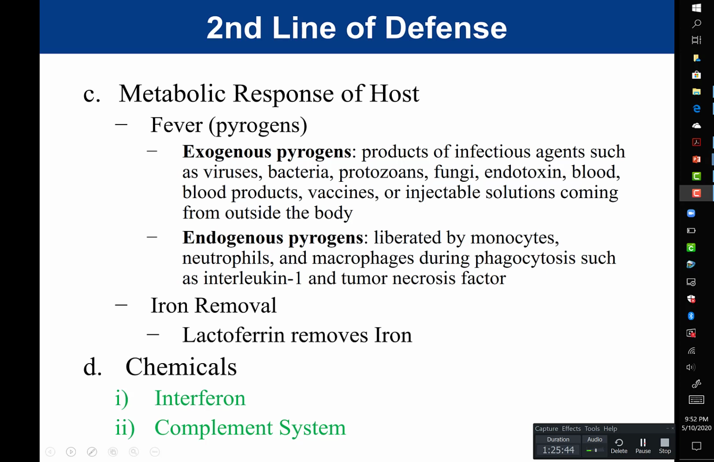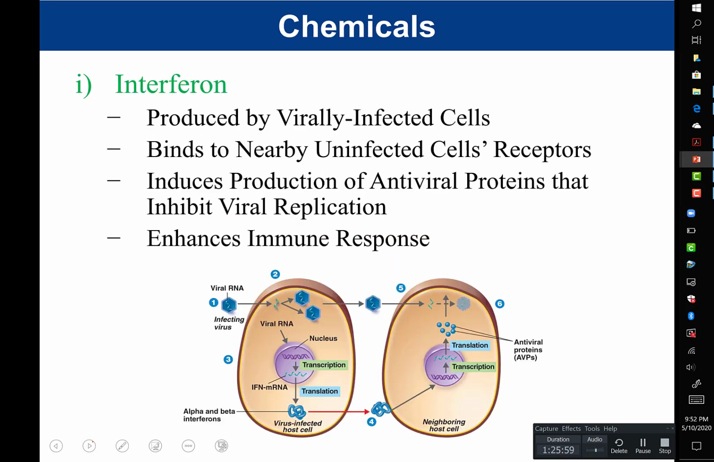And then the last part of this that we're going to talk about is going to be chemical components of the second line of defense. And so we're going to look at interferons as well as the complement system. So let's start with our interferons. Interferons are produced by virally infected cells.